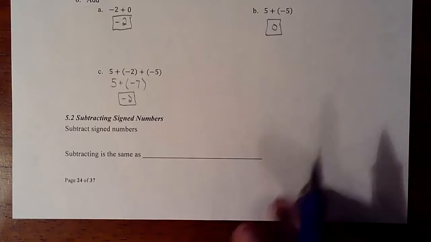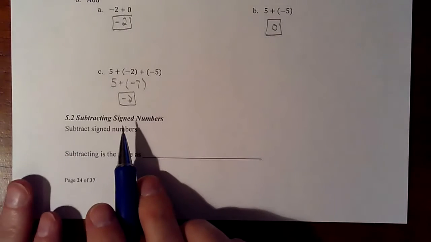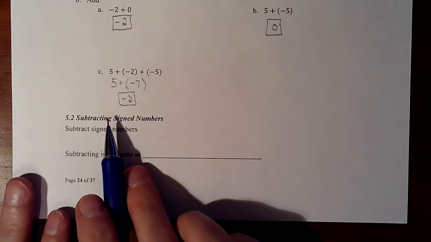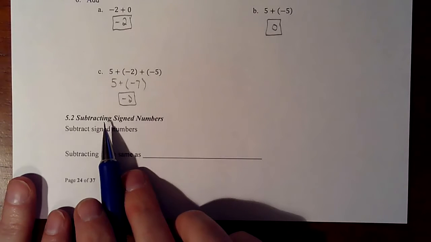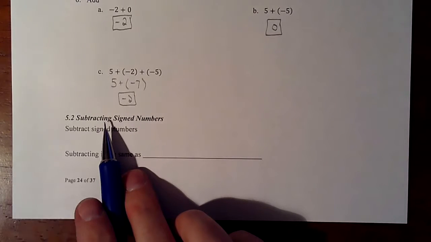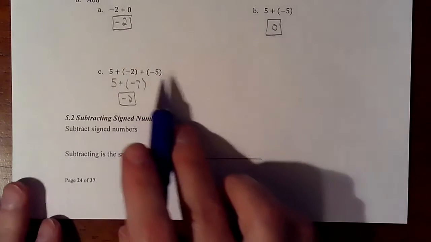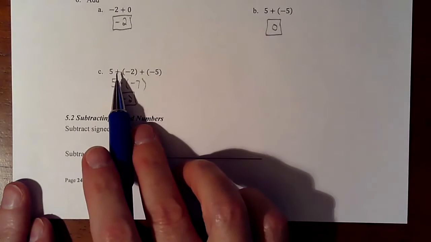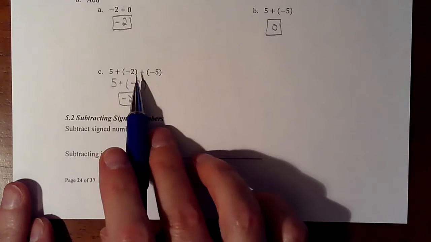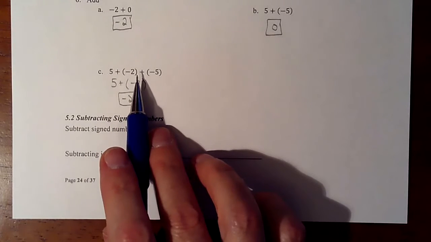In this lesson, we are going to be subtracting signed numbers. All that means is we're going to be subtracting positives and negatives. Now, the good news is we don't have to subtract. We can actually turn subtraction into addition. So we can turn something that has a whole bunch of subtraction symbols into something simpler. Personally, I would much rather add than subtract anything.